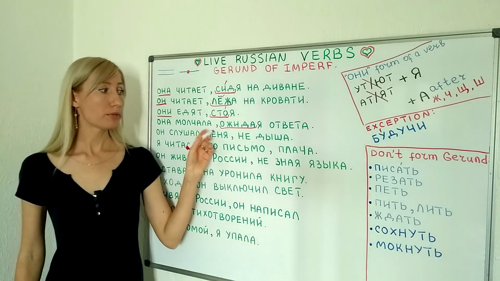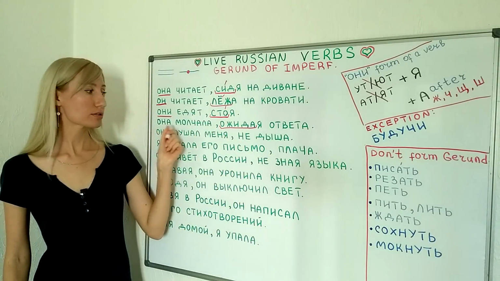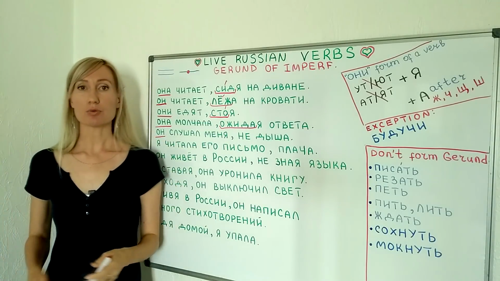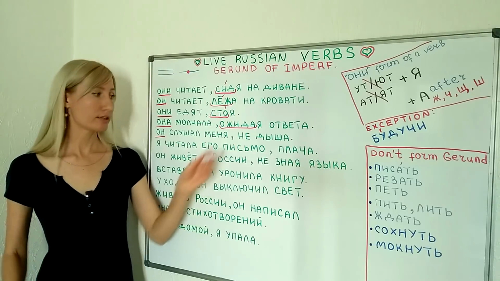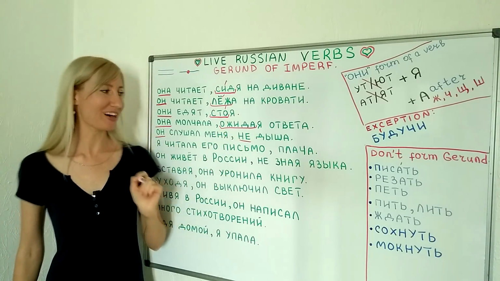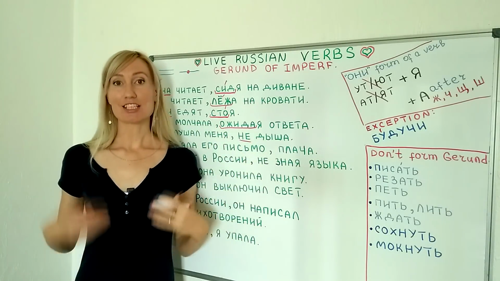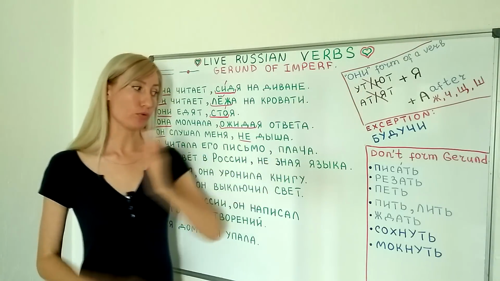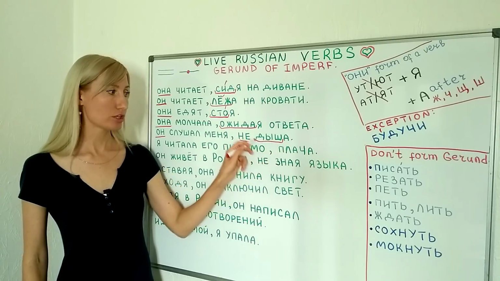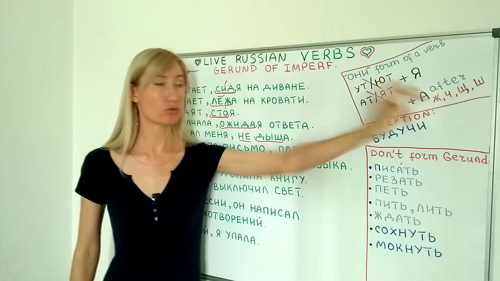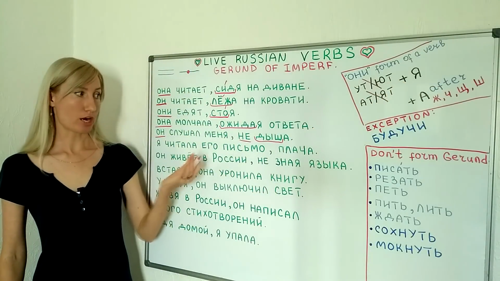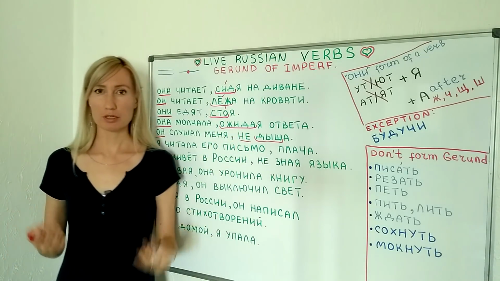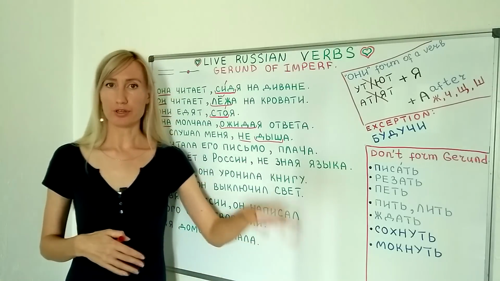Он слушал меня, не дыша. Он слушал меня. This is our subject. He was listening to me while doing what? While not doing what? Не дыша. Дышать is to breathe. Они дышат. We remove ат. We are left with дыш and we add а according to this rule, а after the letter ш. Не дыша. While not breathing. So he was listening to me, not even breathing.